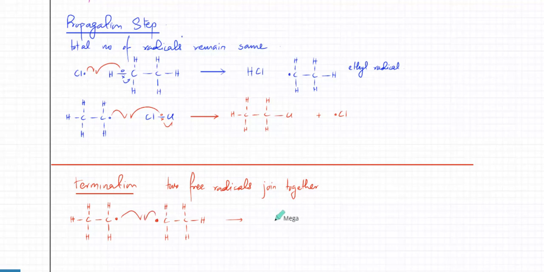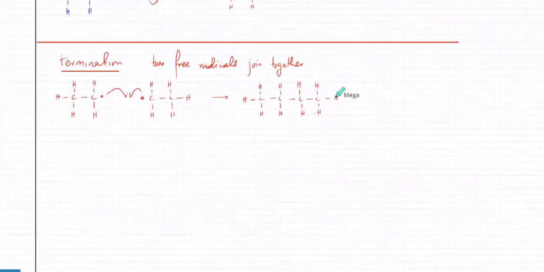And they would form a butane molecule. So remember, the products are going to be either chlorine substituted or in multiples of the same carbon atom. If you start off with a two carbon atom molecule, you'll end up with a four carbon atom molecule. So any number of products would be formed.